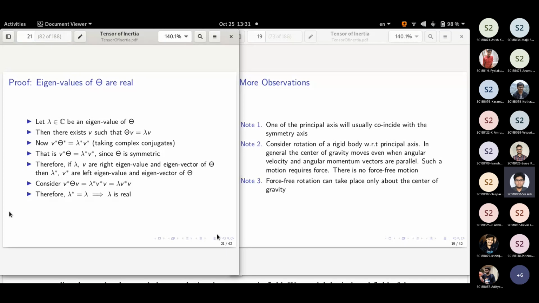Sir, in general, how can we show that if the angular momentum vector and omega are not aligned, then the axis of rotation will change with time? That we have to write the dynamical equation, no? Basically, you are saying that if the angular momentum is not in the same direction, then you will expect the motion to change. So when we write down the dynamical equation, you will come to know.